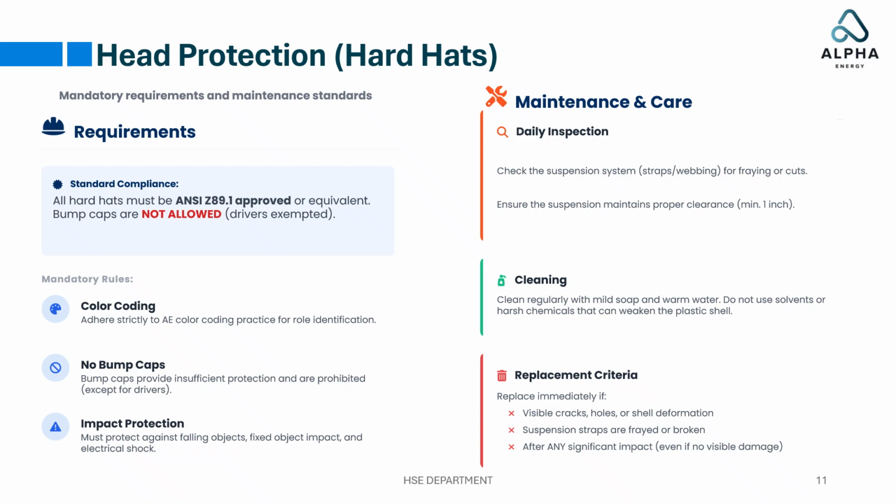Maintenance and care procedures involve daily inspections of the suspension system for fraying or cuts, ensuring a minimum 1-inch clearance is maintained. Hard hats should be cleaned regularly with mild soap and warm water, avoiding solvents or harsh chemicals that can weaken the plastic shell. Immediate replacement is required if there are visible cracks, holes, or shell deformations, if suspension straps are frayed or broken, or following any significant impact even if no damage is visible.